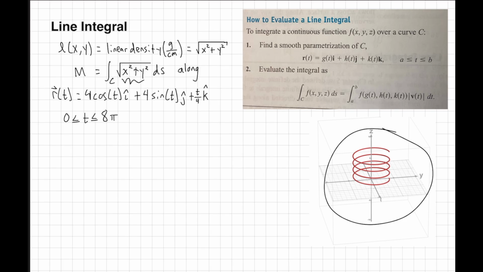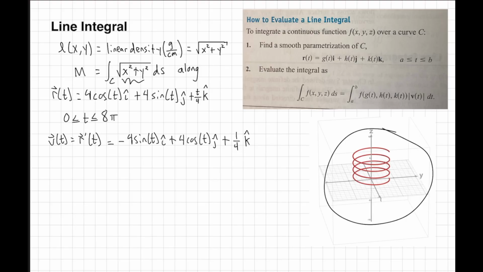The first step to solving these types of problems is finding v of t. v of t is defined as the derivative of r of t with respect to t. So doing that, we take the derivative of the i hat component. 4 cosine of t has a derivative of negative 4 sine of t in the i hat direction, plus the derivative of 4 sine of t, which is 4 cosine of t in the j hat direction, plus the derivative of t over 4 in the k hat direction, which is 1/4 k hat.